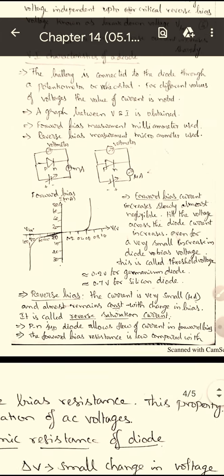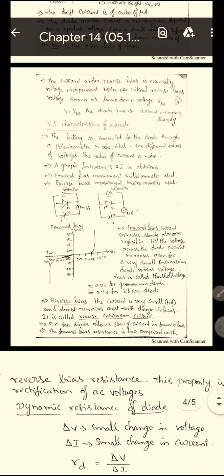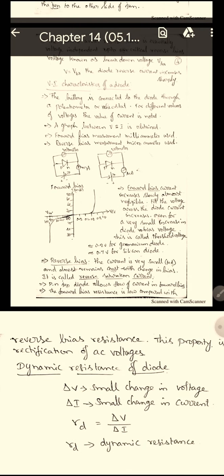Now one more thing we can discuss is the dynamic resistance of a diode. Del V is a small change in voltage, del I is the small change in current, and RD is the dynamic resistance. The dynamic resistance of a diode is RD equals del V divided by del I, the ratio of a small change in voltage to a small change in current.